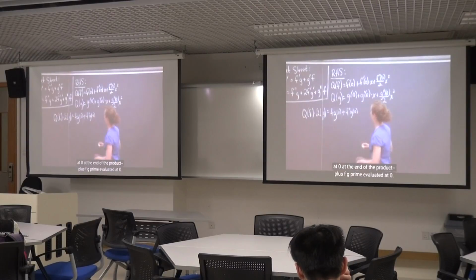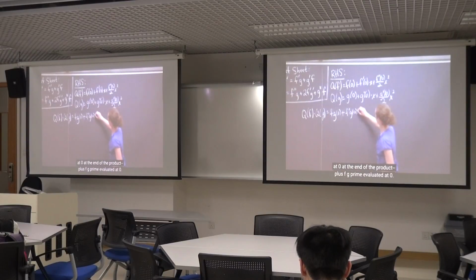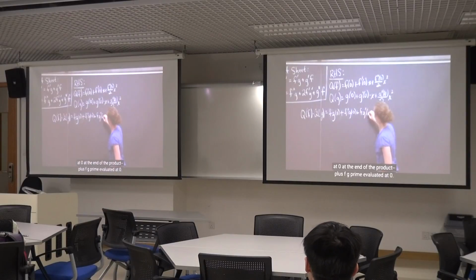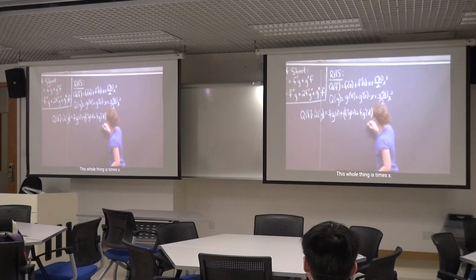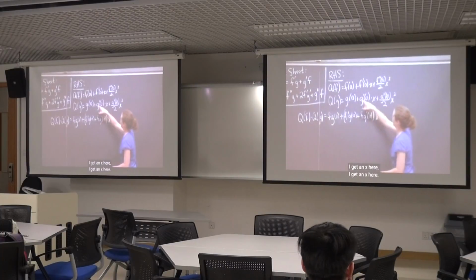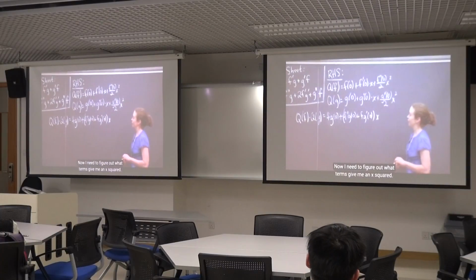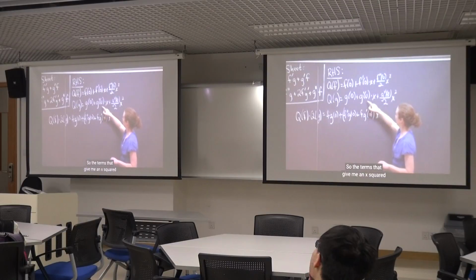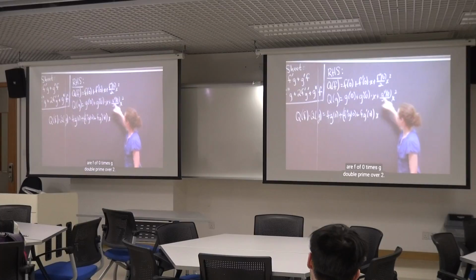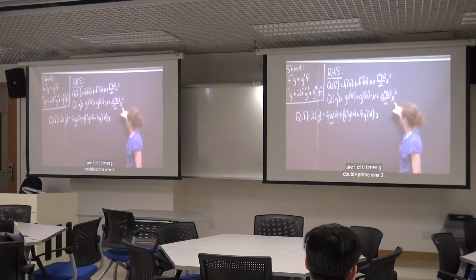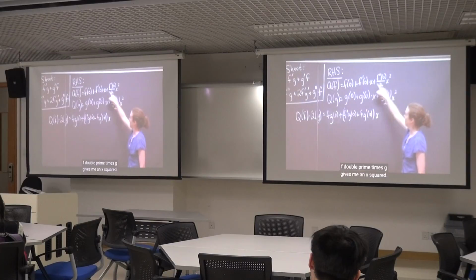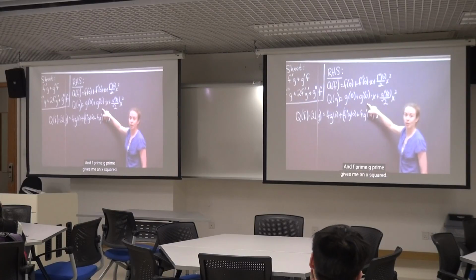So I'll just evaluate at 0 at the end of the product, plus f g prime evaluated at 0. This whole thing is times x. I get an x here, I get an x here. Now I need to figure out what terms give me an x squared. So the terms that give me an x squared are f of 0 times g double prime over 2. That gives me an x squared. f double prime times g gives me an x squared. And f prime g prime gives me an x squared.